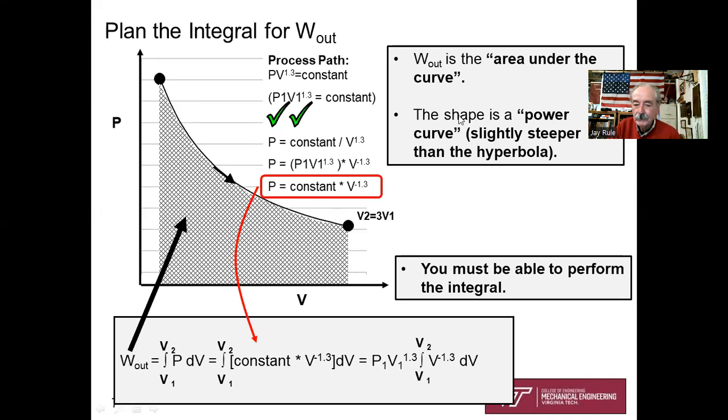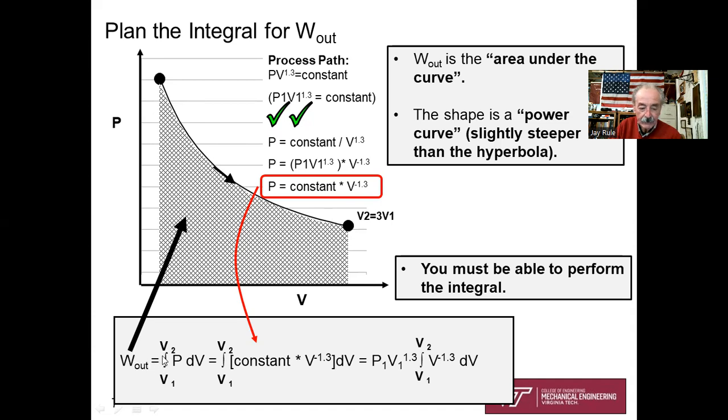So this power curve, PV to the n+1, where n is some number greater than 1, is going to be steeper than a hyperbola. All right. Now, we've got to be able to integrate this process path. Let's go through the details of that.